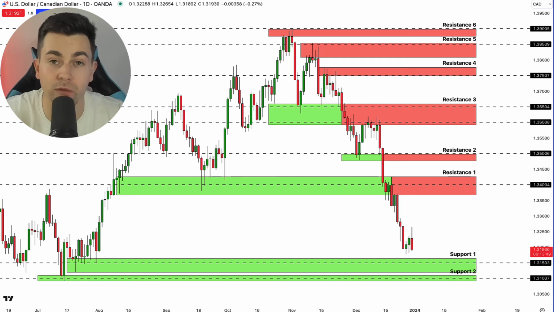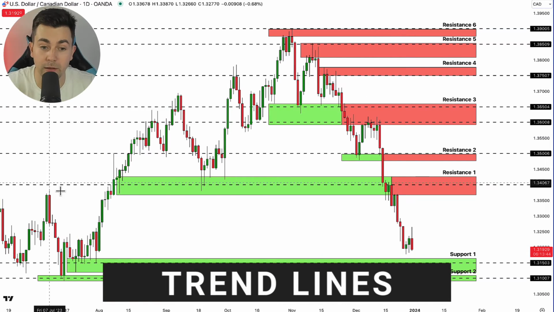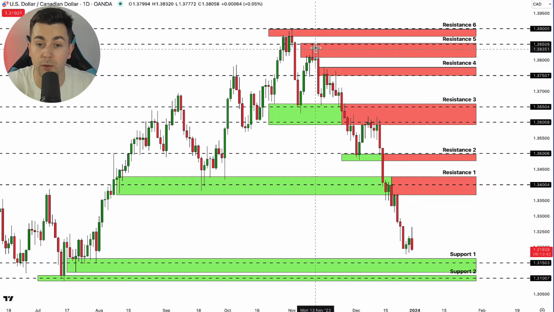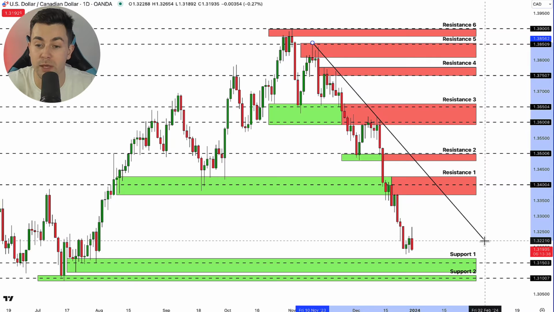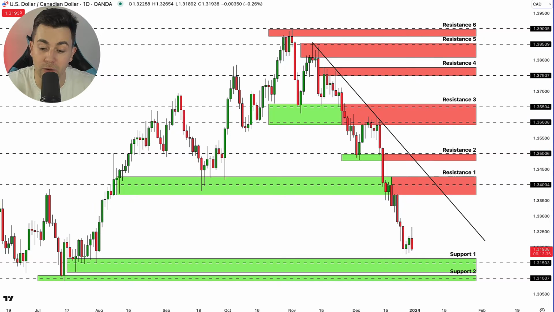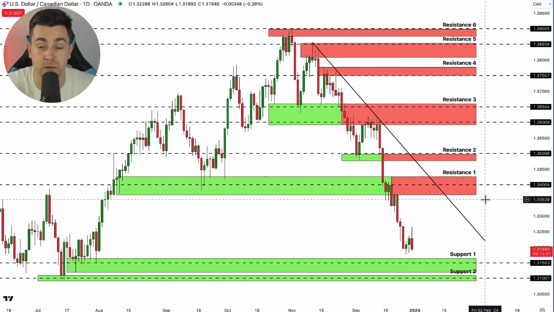When you need to check the confluence with other technical tools, first check the trend lines. And analyzing the price action here, for now I see just one trend line. This one, you can see that here we have a major falling trend line, and you can see that that trend line matches perfectly with that resistance 1.